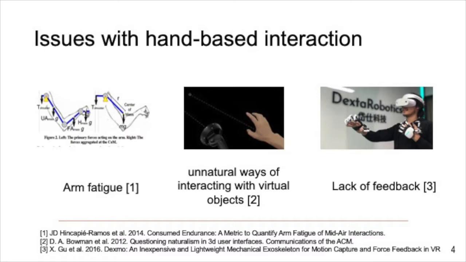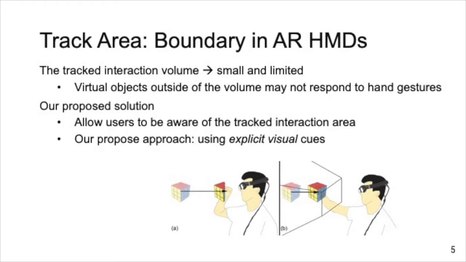However, boundary awareness issues in AR devices have received little attention. In AR HMDs, the supported interaction volume is relatively small and limited. Due to this small area, users often observe that the virtual object may not be responding to their gestures during regular interaction, or observe that the virtual objects partially disappear.